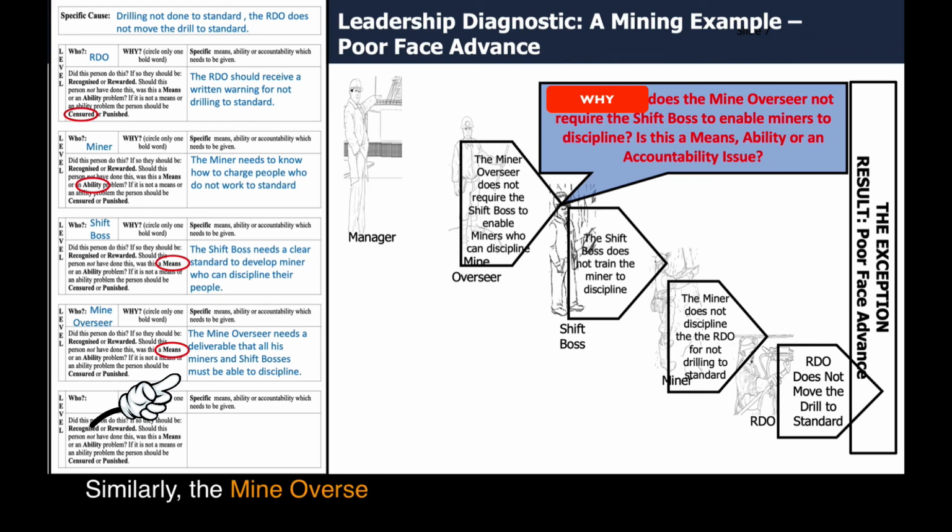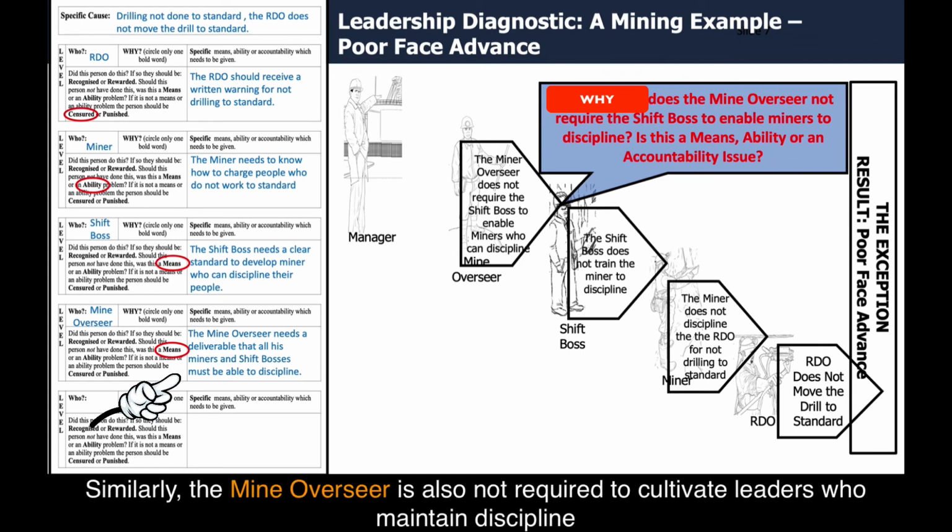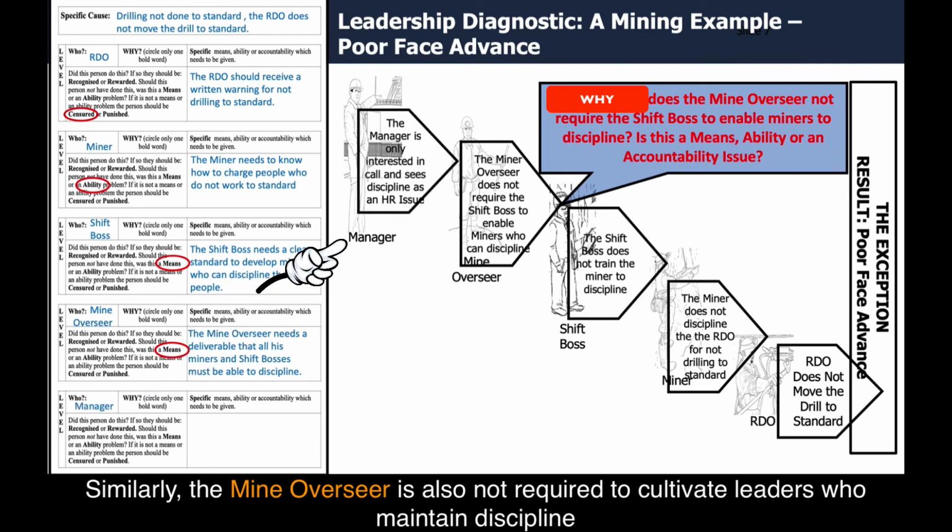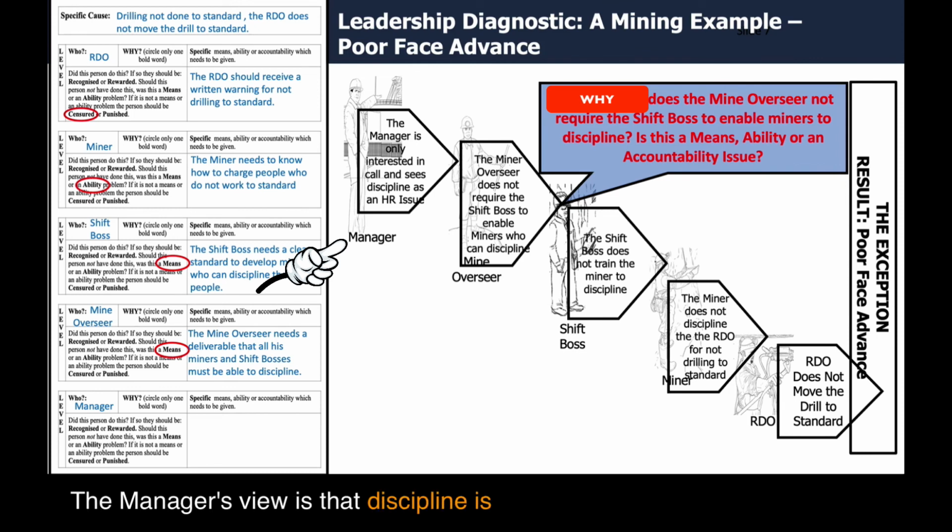The mine overseer doesn't have a clear deliverable that says that all these shift bosses must train miners to discipline, which basically means we are now concerned with the contribution that the manager is making to this problem. And what we discover is that the manager's view of the whole matter of discipline is that it's an HR issue. He doesn't see it as a line problem.